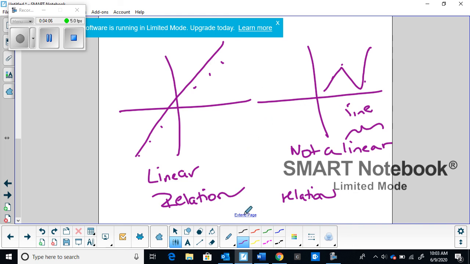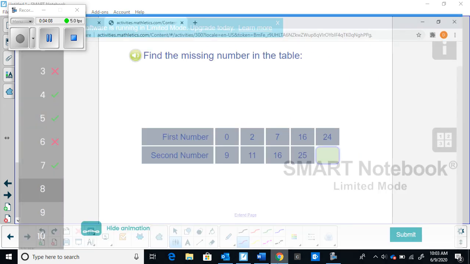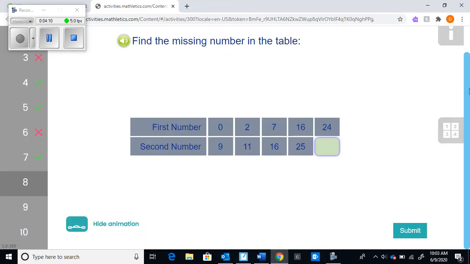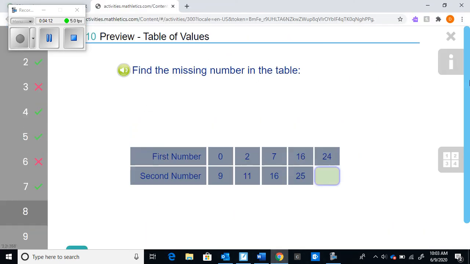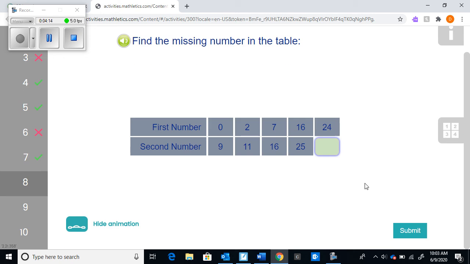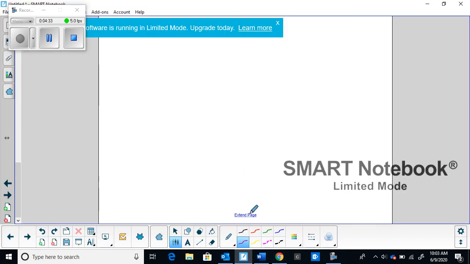Let's try another one, just to practice. I am just taking these questions directly off your Mathletics. So if I practice, we put our 24. We found it was 32. We submit, and we got that question correctly. Awesome. Let's use this new table of values here to figure it out. So we've got 0 and 0, 3 and 24.